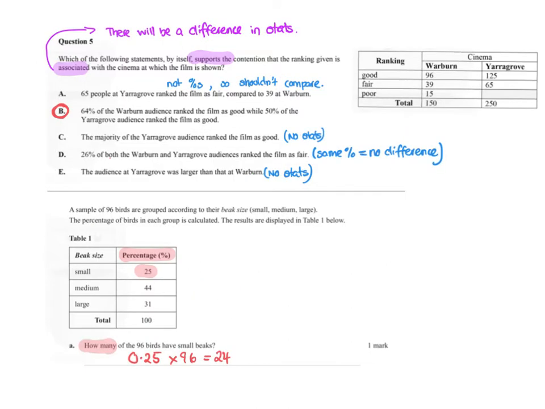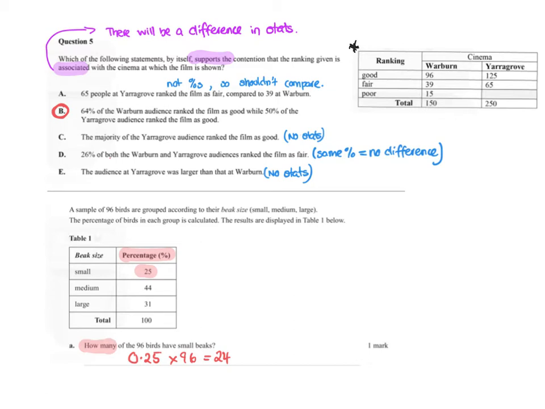Okay, it says in question 5, which of the following statements by itself supports the contention that the ranking given is associated with the cinema in which the film is shown? So we've got this table. I've popped it on the other page, sorry. So we've got this table here, and we've got data.